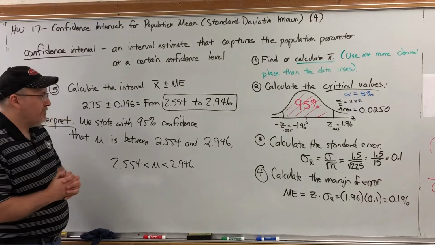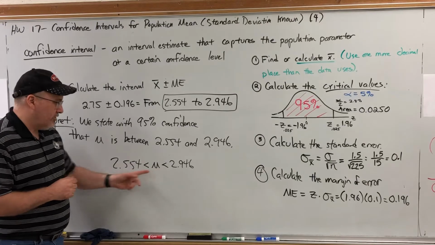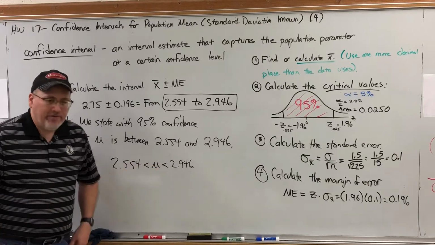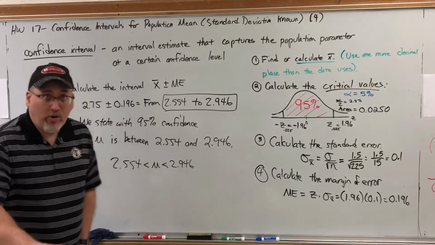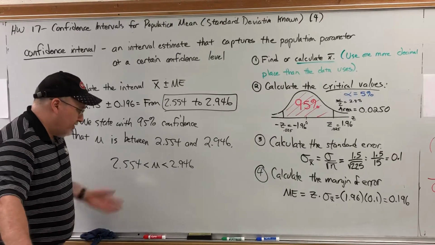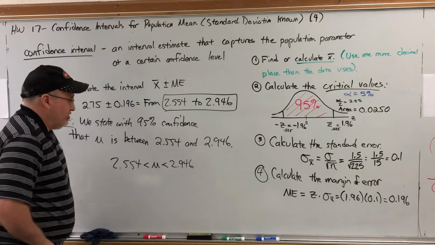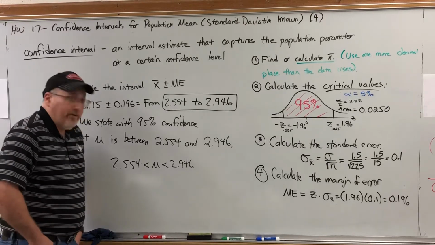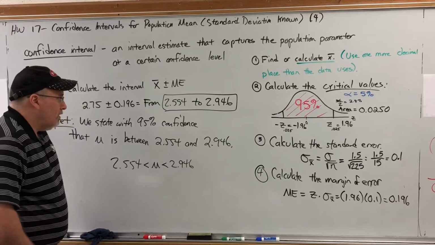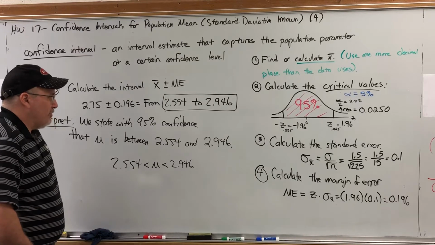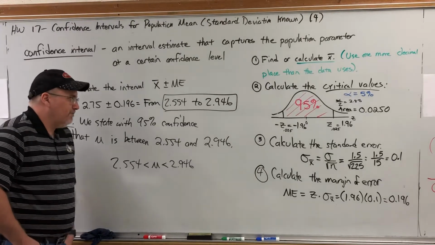We are not saying that there's a 95% chance that mu is in here. Mu is not a random variable. It's a value. We just don't know what it is. It's either in this interval or it's not. So we can't say there's a 95% chance that it's in there. It's either there or it's not. What we can say, and here's what the 95% confidence level actually means.